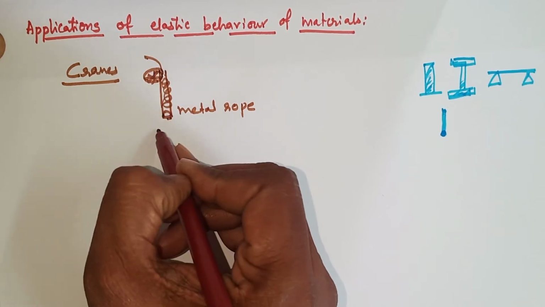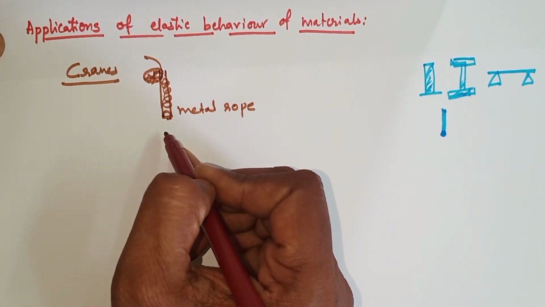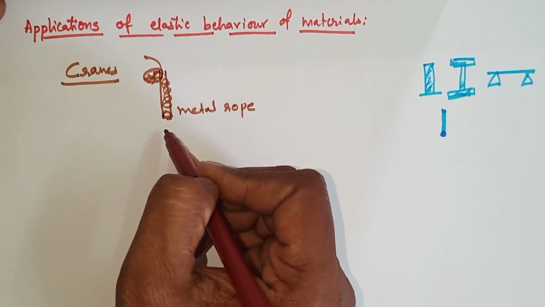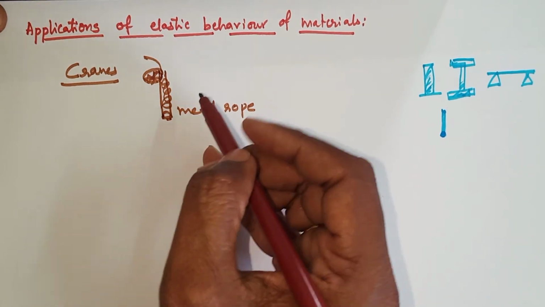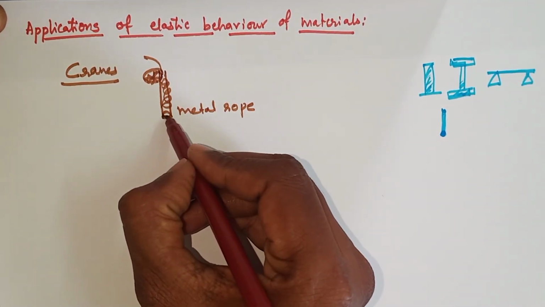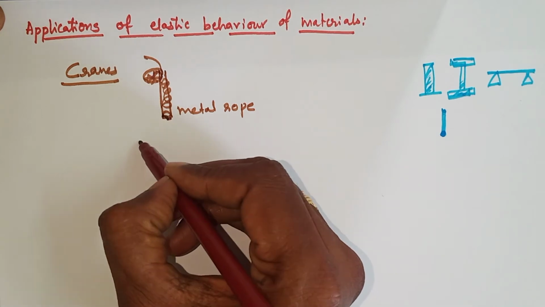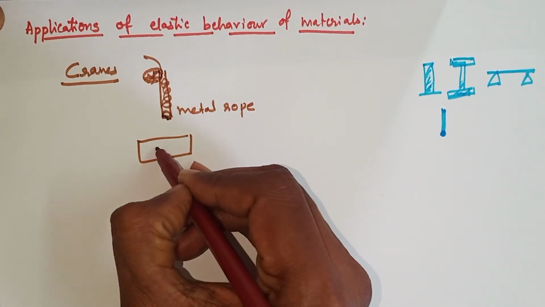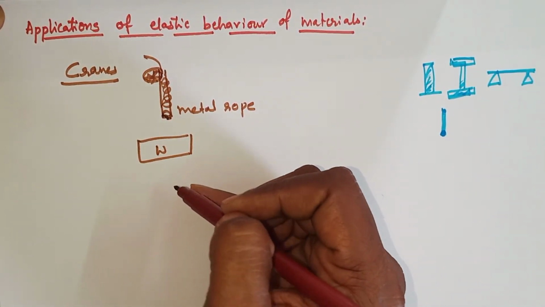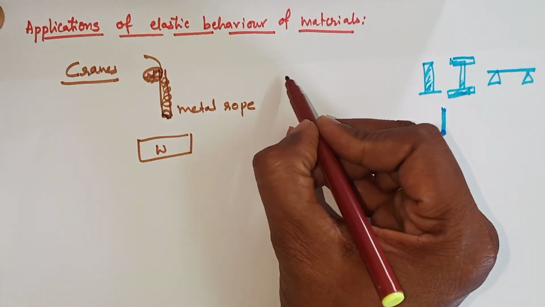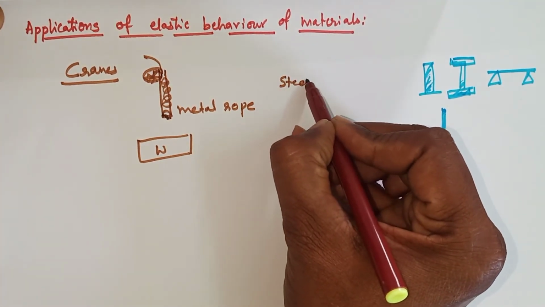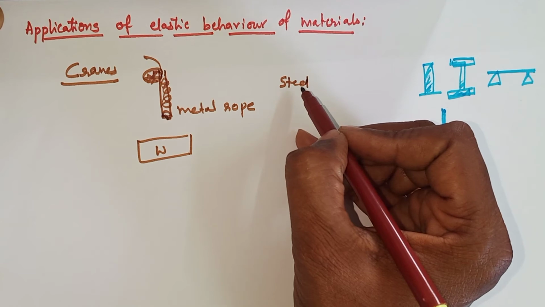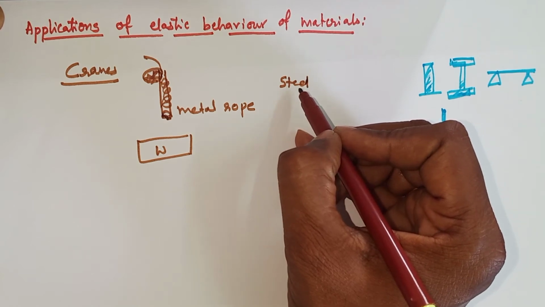What is the thickness of the rope, and how can it be designed to lift a proper load, or we can say weight? What are the conditions? If you say steel, suppose a steel, what is a steel?